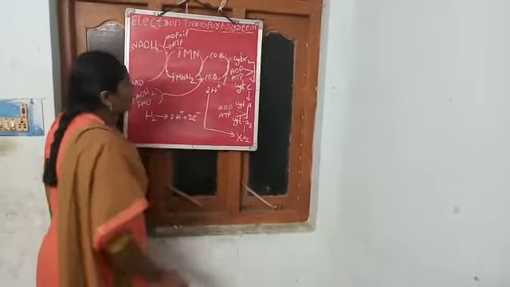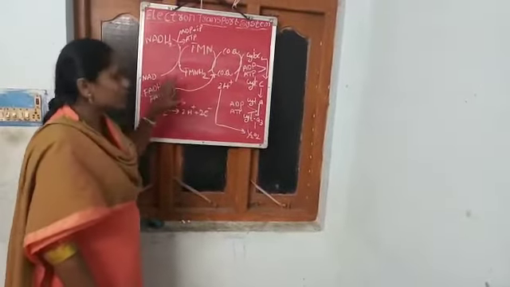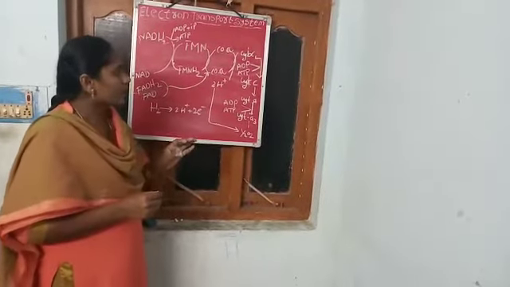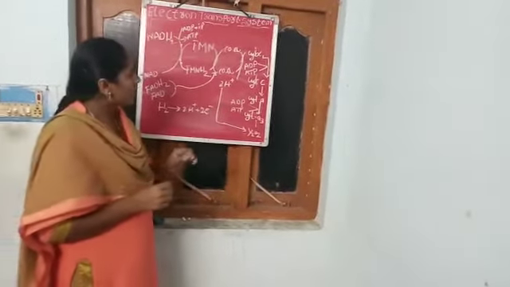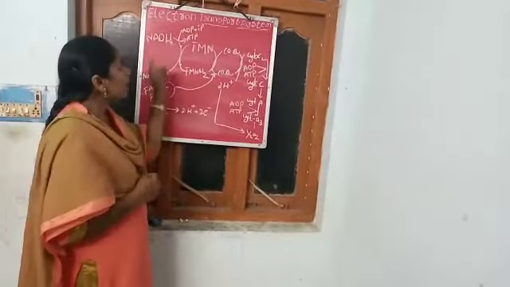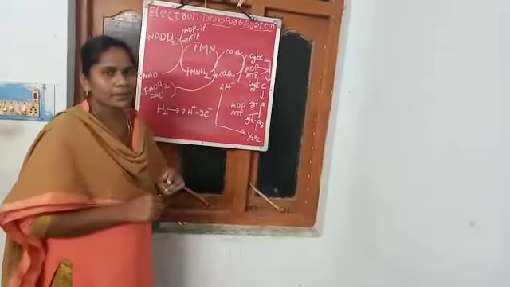This kind of redox reaction, with continuous oxidation and reduction, results in the production of H2O and energy in the form of ATP. This is the electron transport system. Thank you.